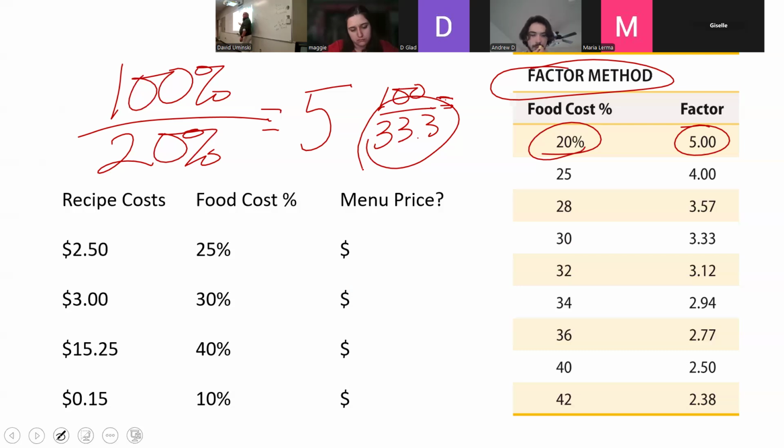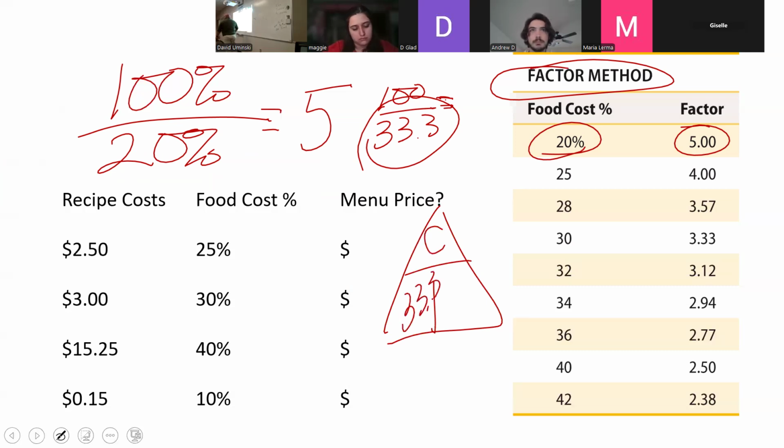Multiplying by 3 is a lot easier than taking your triangle and dividing your cost by 33.3. But essentially, you're doing the exact same thing. Okay? So with the factor method, let's do some examples up here on the board.